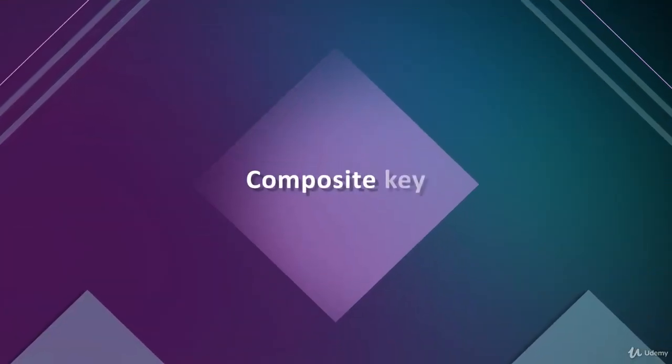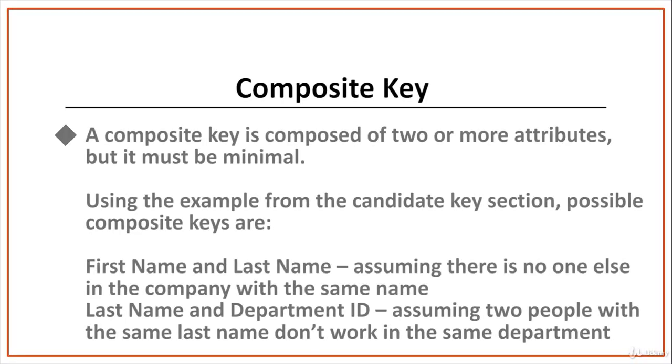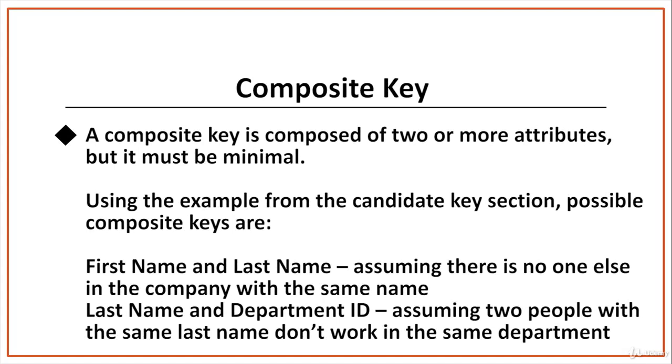Composite key. A composite key is composed of two or more attributes, but it must be minimal. Using the example from the candidate key section, possible composite keys are first name and last name, assuming there is no one else in the company with the same name. Last name and department ID, assuming two people with the same last name don't work in the same department.